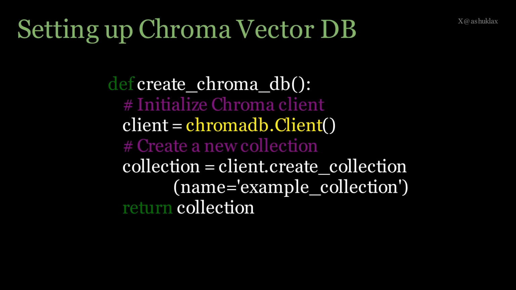Now create a new collection. So collection equals client.create_collection, and you pass a parameter saying name equals example_collection. What this line is doing is accessing the create_collection method on the client object and passing the name, in our case example_collection, as an argument. Finally, the created collection is assigned to a variable collection, and we can use this variable later on to access that collection. So in summary, this function initializes the Chroma client, creates a new collection named example_collection, and returns that instance of the collection.